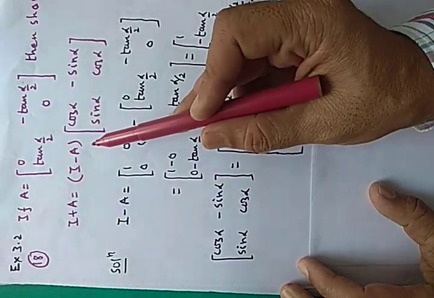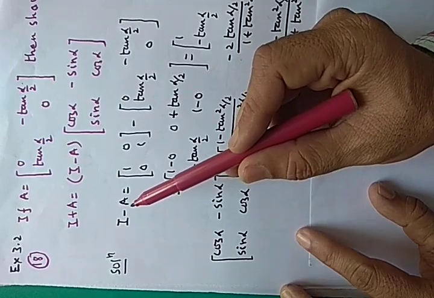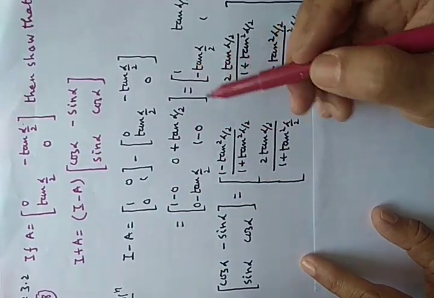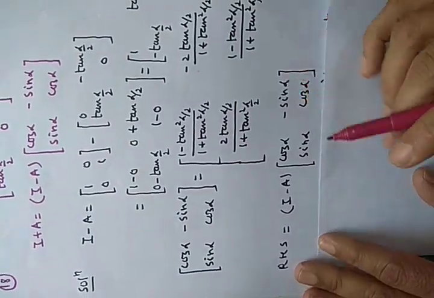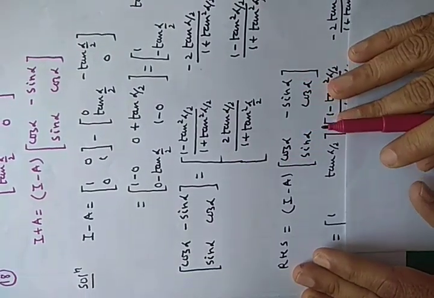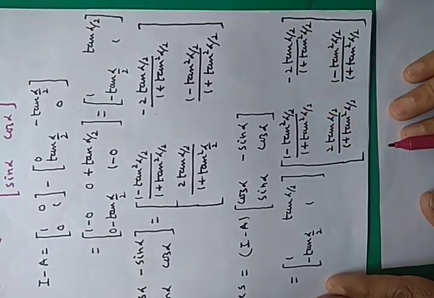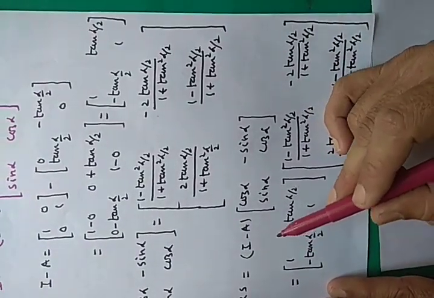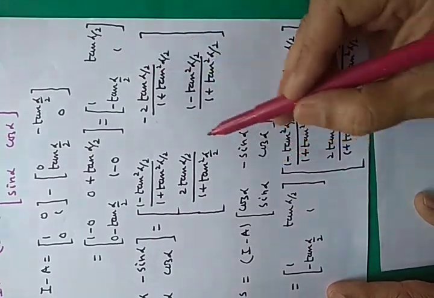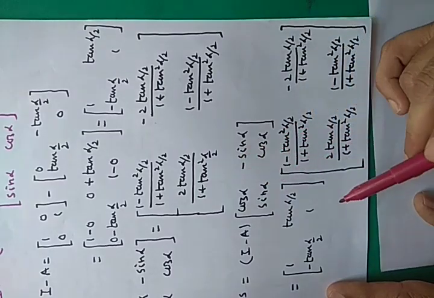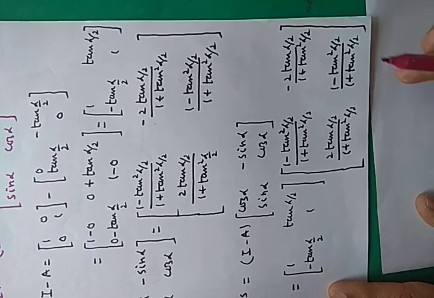Now what is our right hand side? You have to multiply I minus A with this matrix. Means you have to multiply value of I minus A, means this matrix, with this matrix. Okay. So right hand side is I minus A into this matrix. Now you substitute the value of I minus A. So value of I minus A already we have calculated, 1, tan alpha by 2. Here we have calculated I minus A, and here we have calculated this matrix. Now you have to multiply these two matrices. We are writing these two matrices.